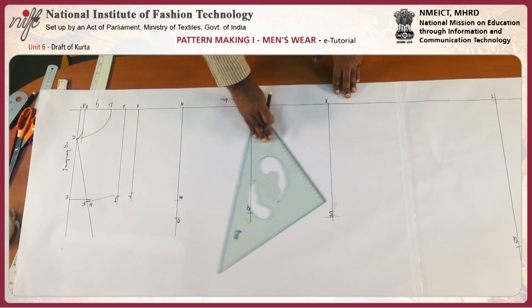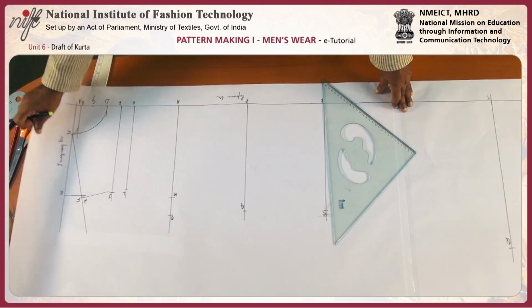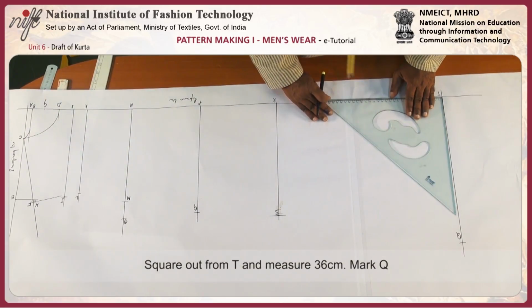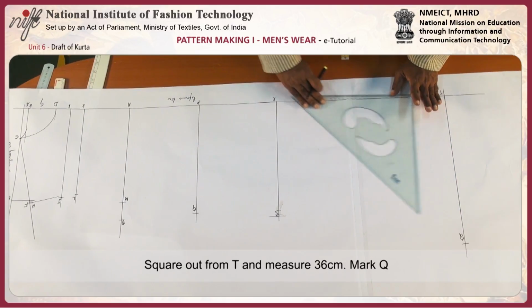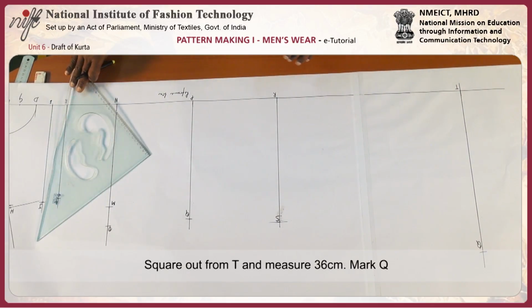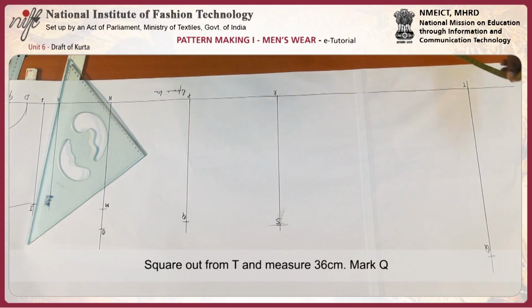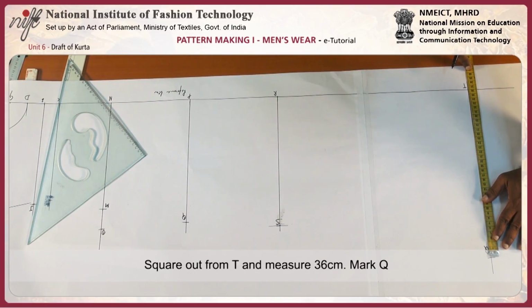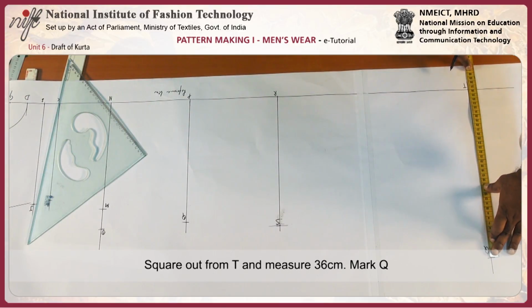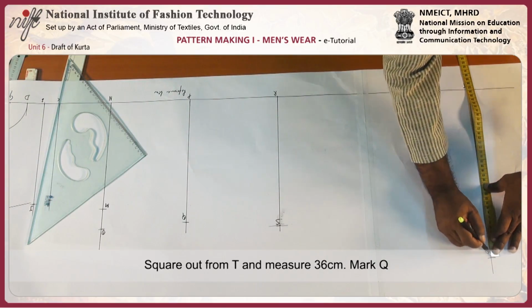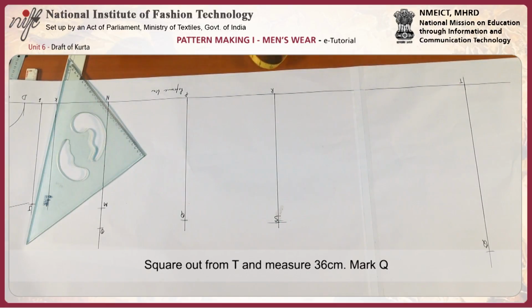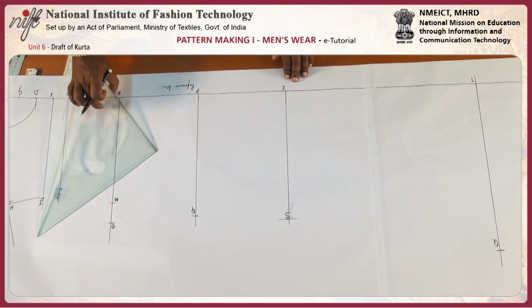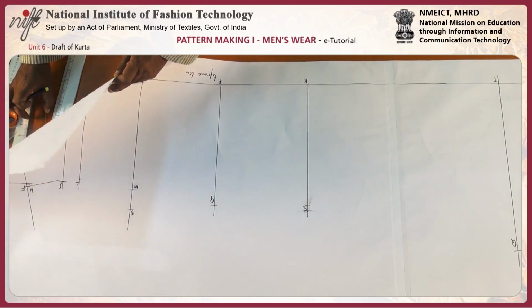From point T, square out, then measure 1/4 of bottom circumference, 36 centimeter, and mark Q. So we have completed the structural measurement.